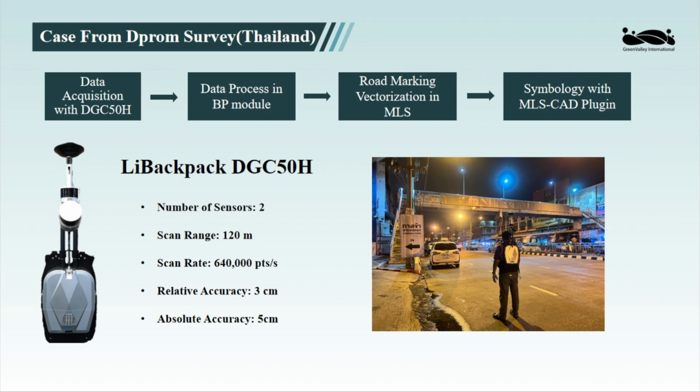So here, the Light Backpack, just to give a general overview, has two sensors, one horizontal, one slanted, and has a scan range of 120 meters, a scan rate of 640,000 points per second, a relative accuracy of 3 centimeters, and an absolute accuracy of 5 centimeters.